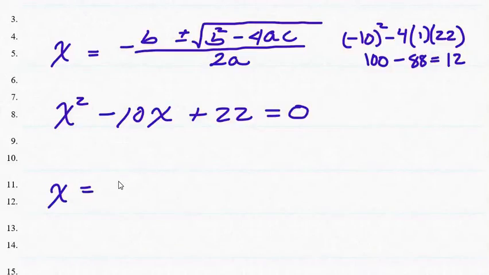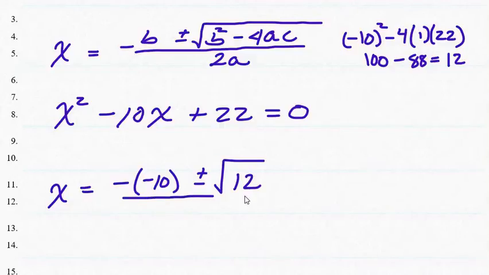So we're going to say x is equal to negative b. Here's your b. Make sure you put parentheses around this now, okay, because of this negative. Plus or minus the square root. Now, we've already calculated what's underneath the radical, the discriminant, which happens to be 12. So we'll write that right there. And it's all over 2a. And remember, a is a coefficient of 1 out here.